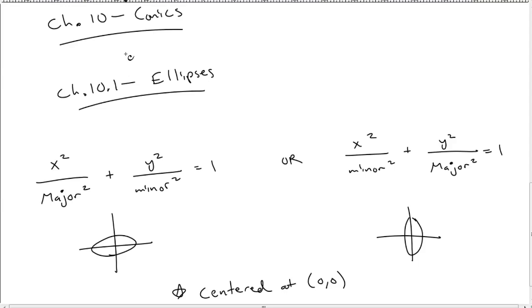The homework goes 10.3, 10.1, 10.2. I'm going to be teaching it 10.1, 10.2, 10.3 regardless though. It's all the same content. So let's get started. 10.1 is ellipses.